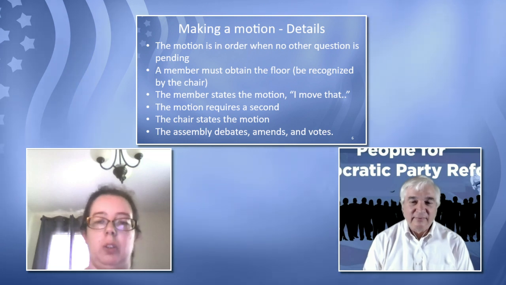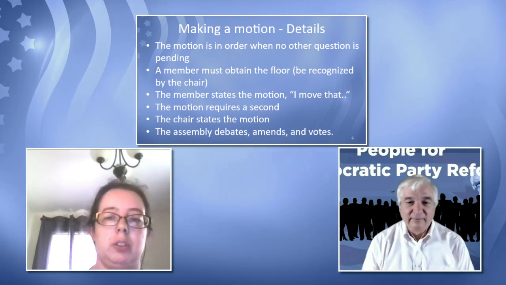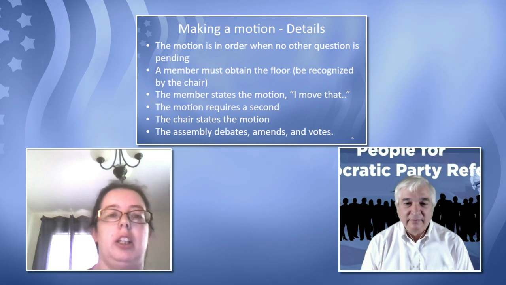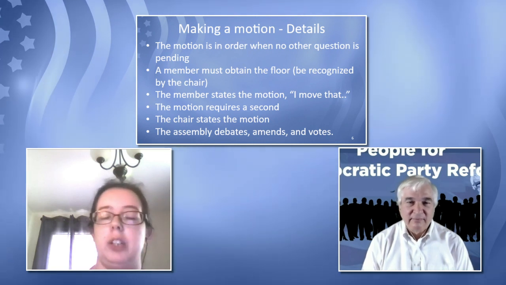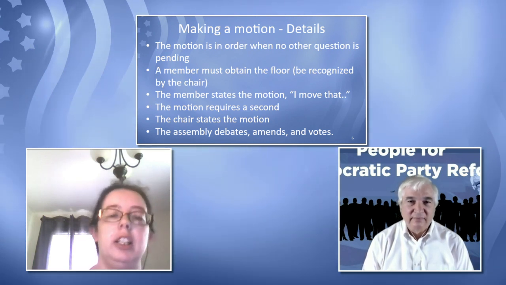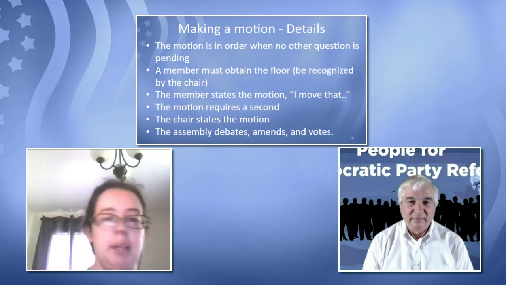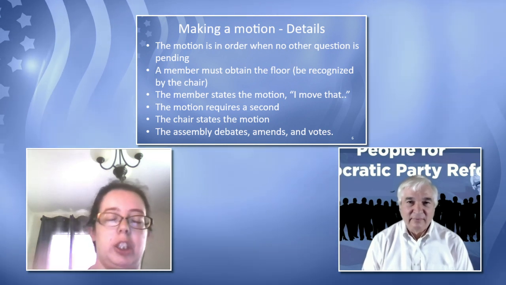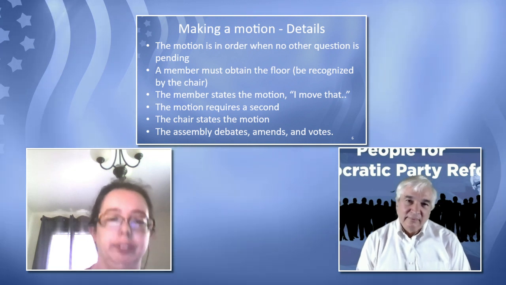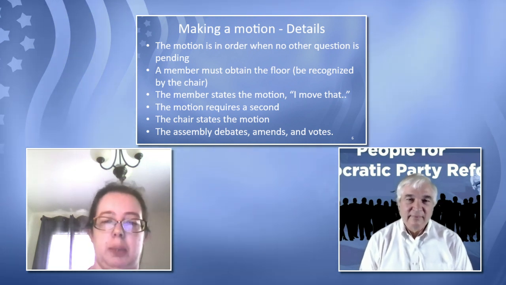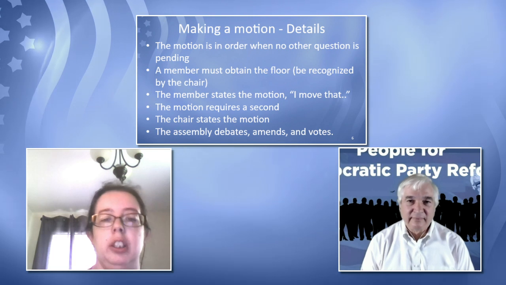A motion is in order when there's no other question or another motion pending. So, you've taken a vote on something, or you finished one activity, you as a member can stand up and say, I move that, well, you get recognized from the chair. I move that, blah, blah, blah. So you get recognized by the chair, the member states their motion.